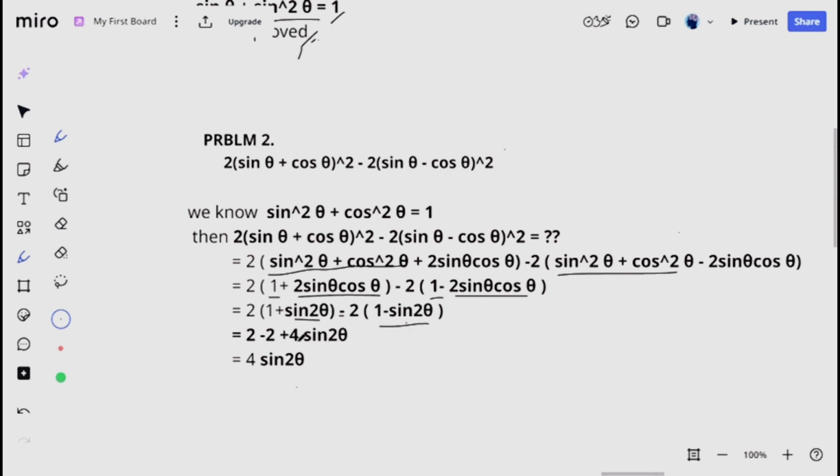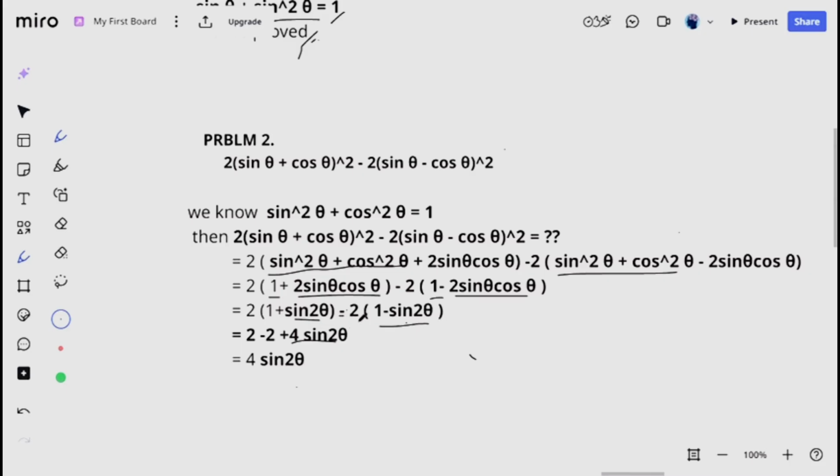Correct? Now you will ask me why there is 4 sin 2 theta. I'll explain that later. So, let's put it as 2 sin 2 theta there. Let's just count it there. And then another one. Now, here is where they can make mistakes. 2 is not multiplied with this whole thing.